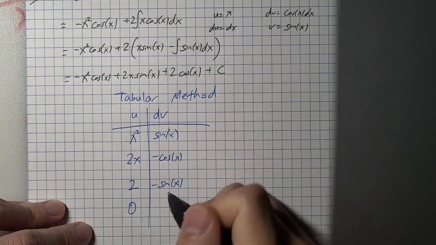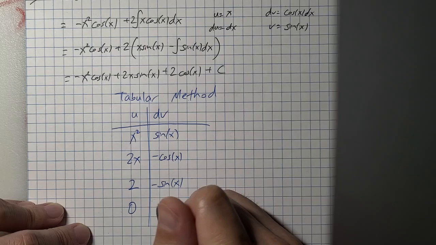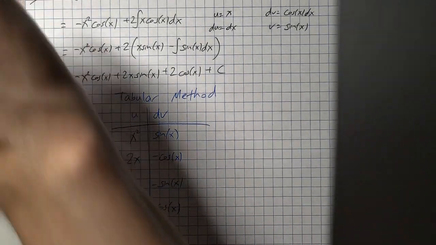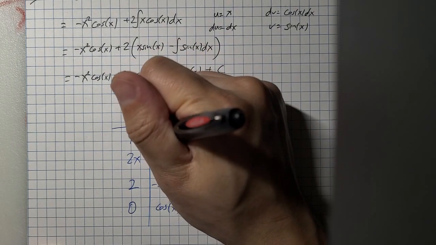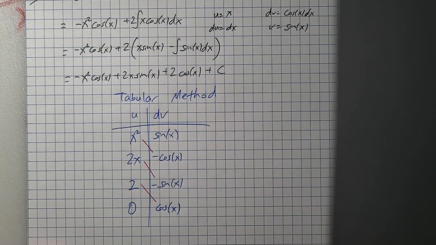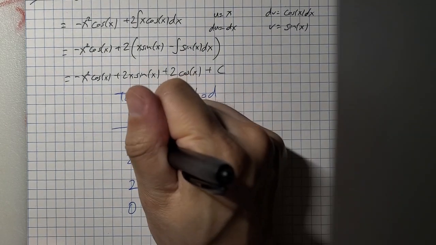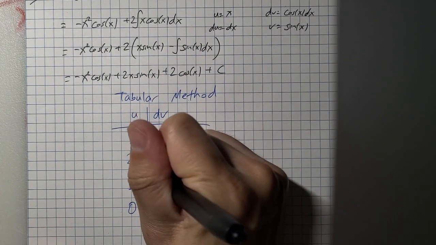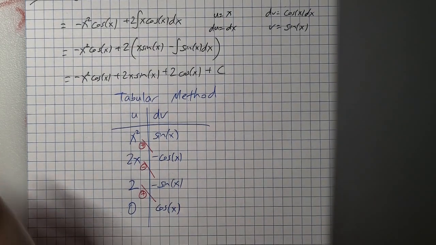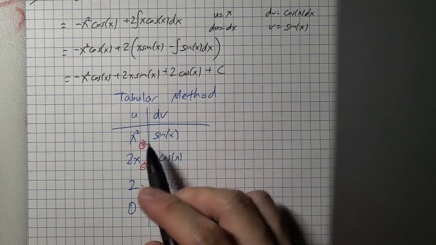Minus sine x, we keep integrating. And then the integral of minus sine x is just cosine x. Okay, there's that. And then we go diagonally, so draw diagonal lines. Okay, and then we always start with positive, and then we alternate. So positive, negative, positive, okay? We multiply all the terms together.